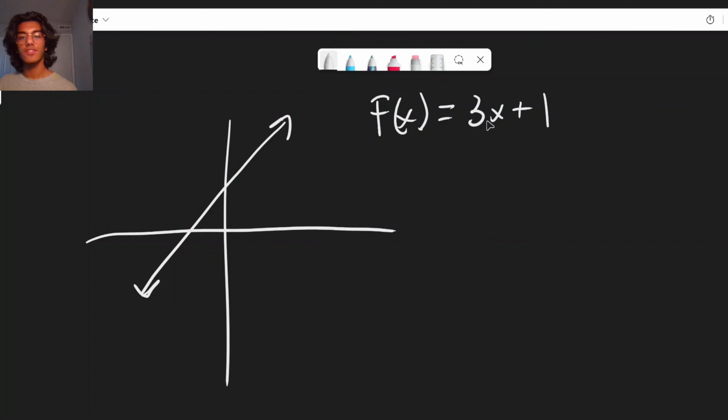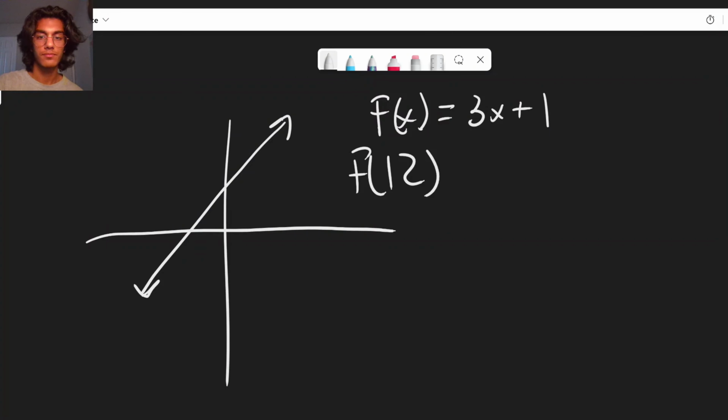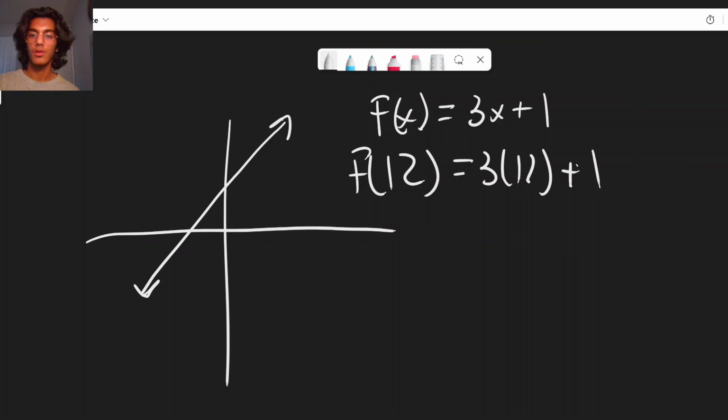So let's say that if it's $3 per hour, how much money would you earn after you work, say, 12 hours? Okay, so we can do that if we input f of 12 equals 3 times 12 plus 1. Okay, and we can calculate that to get 3 times 12 is 36. 36 plus 1 is $37. That is your answer. After working 12 hours, you'll get $37.